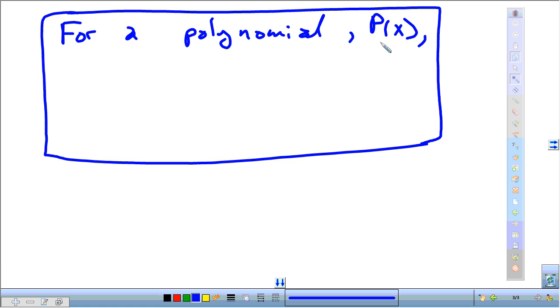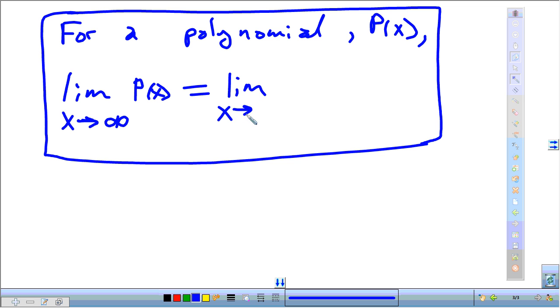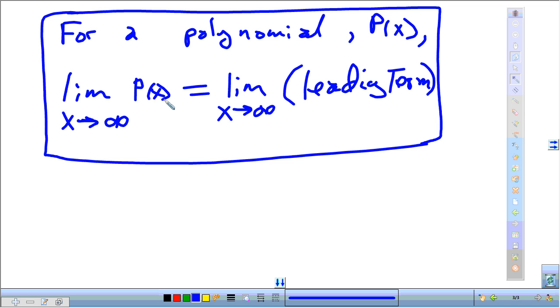So if we have a polynomial and we look at the limit becoming infinite, either plus or minus, I'll just put the plus here, that limit is the same as the limit of the leading term. So no matter how many terms we have in the polynomial, for limits at infinity, plus or minus, we could replace that expression just by the leading term, the term with the highest power.